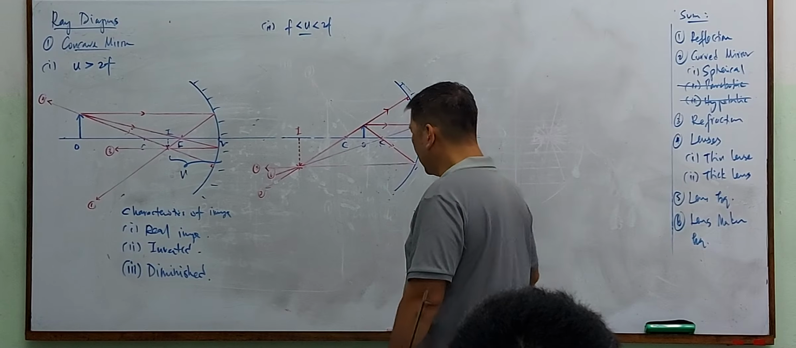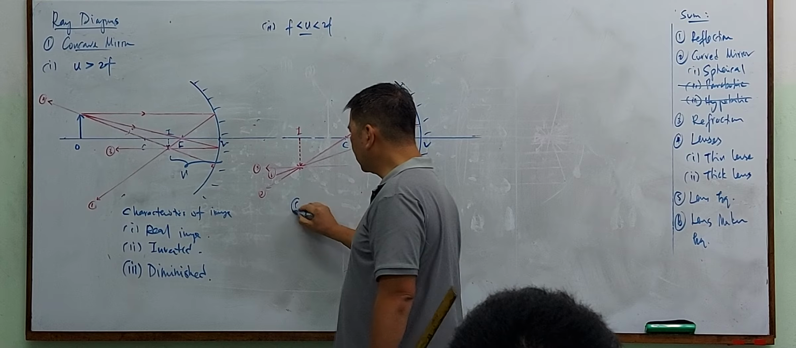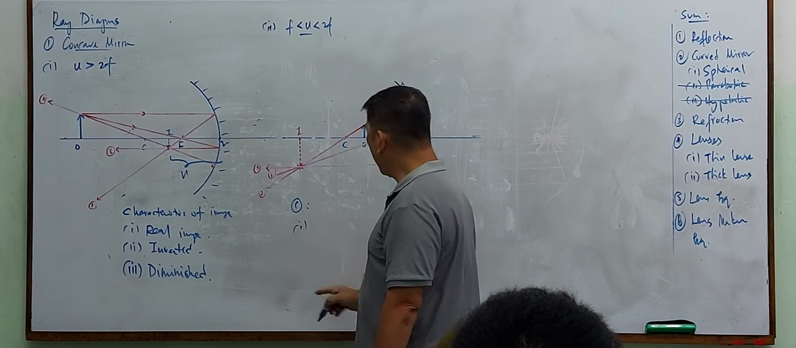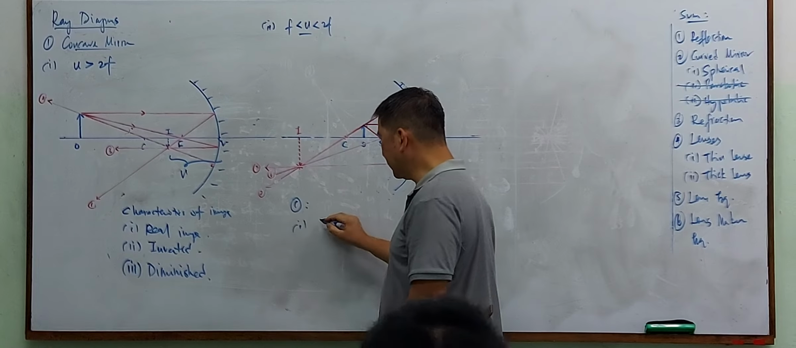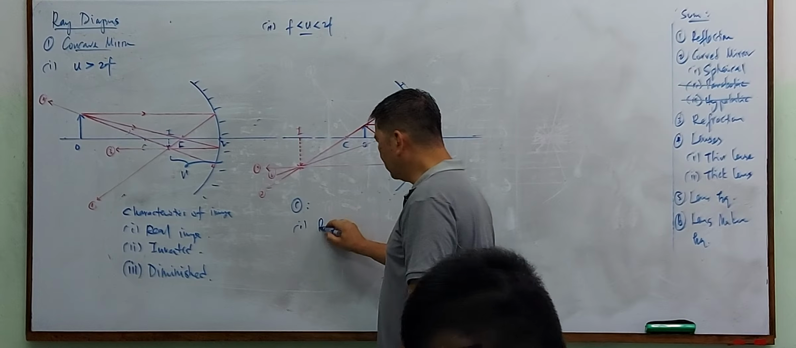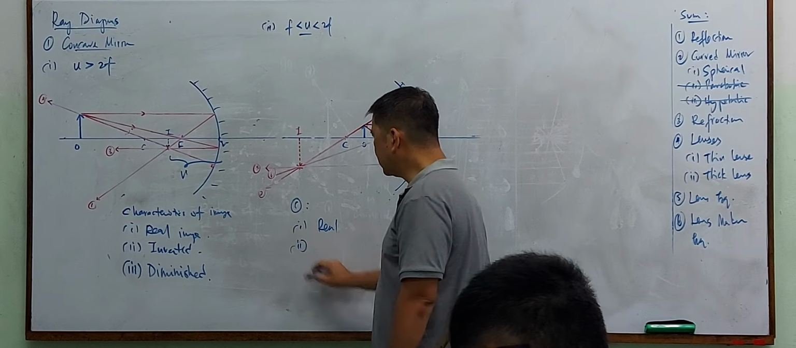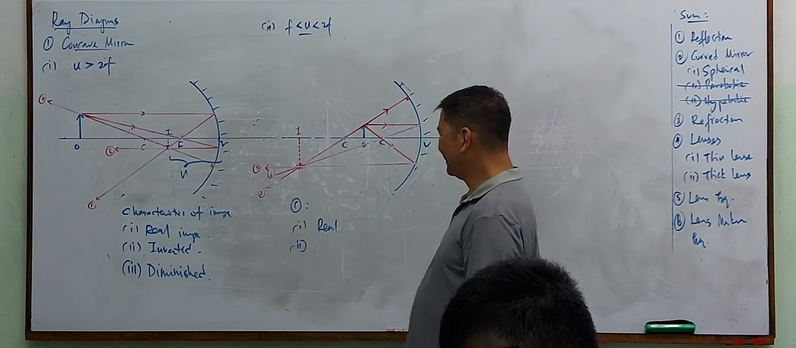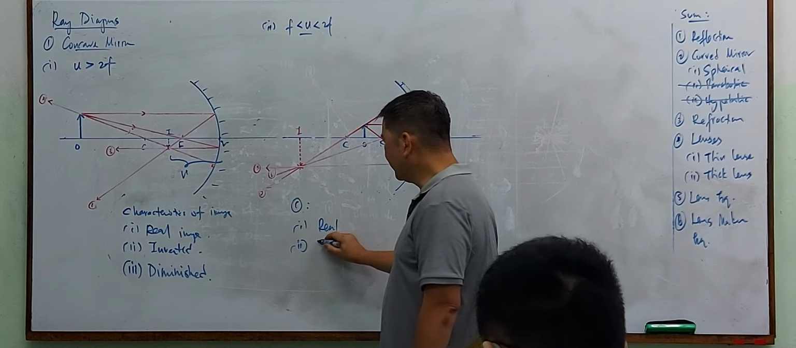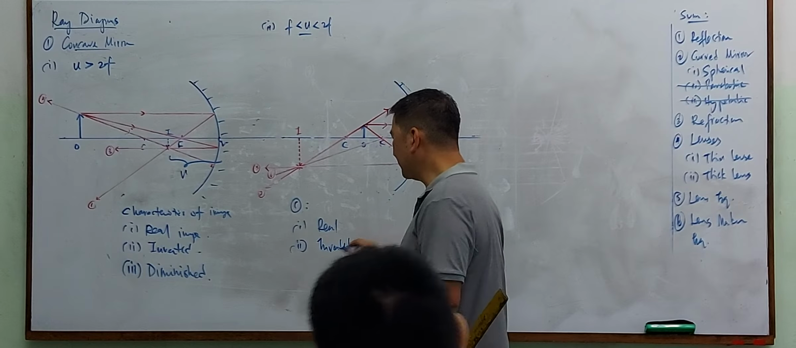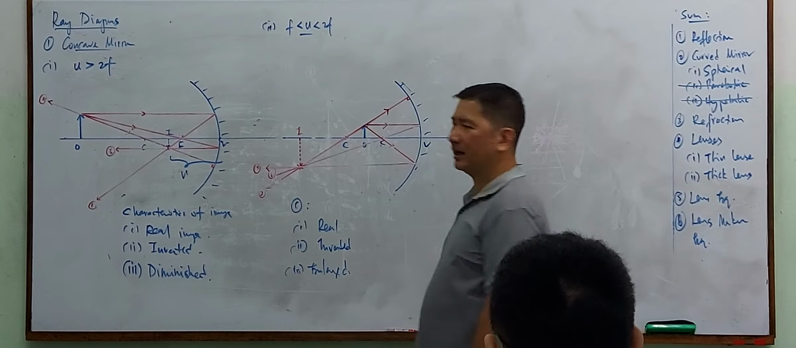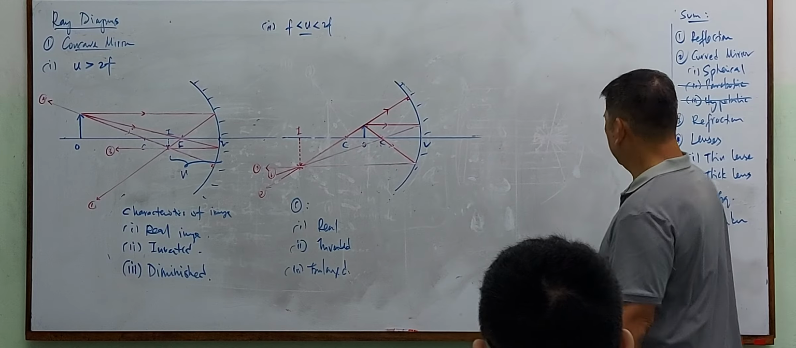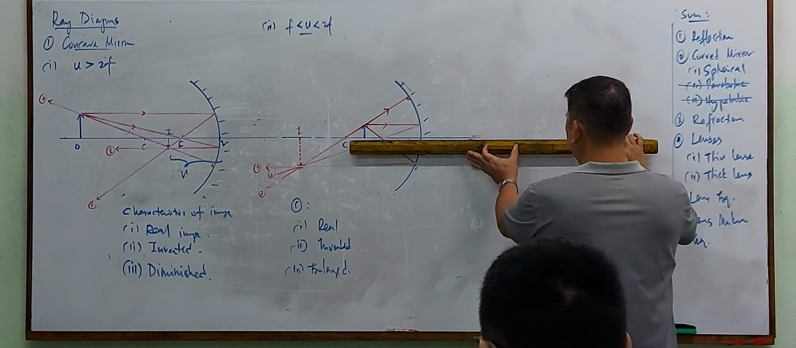Now come to the characteristics of the image. What are the characteristics? Number 1, this is still real, but not as hot as the sun just now. Real. Now inverted, yeah, inverted, but now enlarged. Enlarged. The last one is the most interesting one.